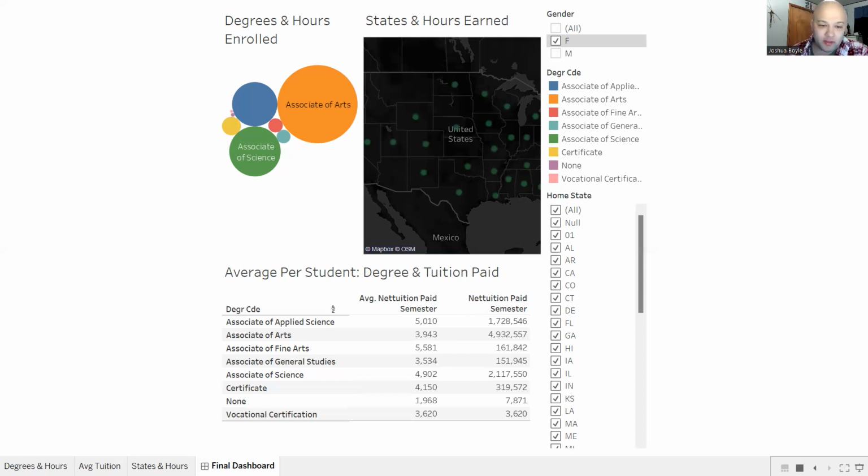We could even go all the way out to graduate school enrollment, which I know they only offer associate programs, but a lot of people do continue their education. I personally started with an associate's degree, and I'm working towards my master's.